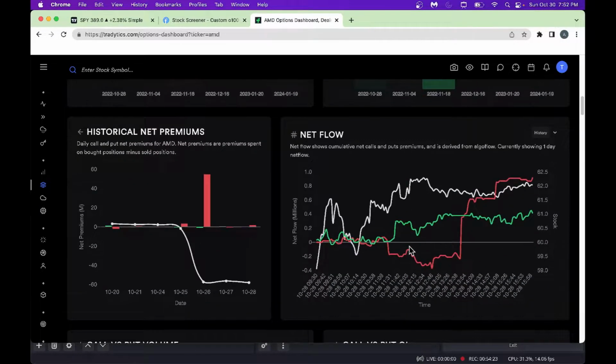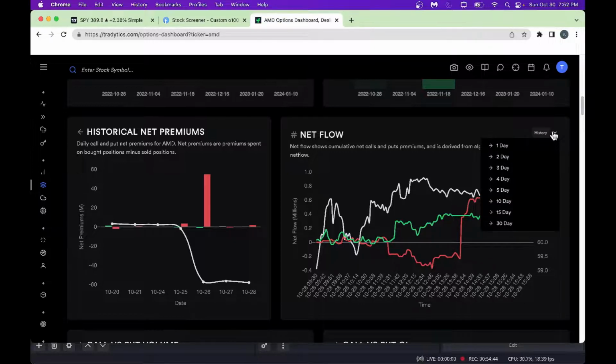And then you got historical net premium and net flow. This is one of the cool charts. I like to see charts like this here. So we got a historic view also. This is 1 day here. From a 1 day perspective, look, it's become a little bit bearish. The red line is crossing over the blue line here and going higher. Stock price is at 62. You could change this to a 2 day, 3 days, 7 days, so on and so forth.